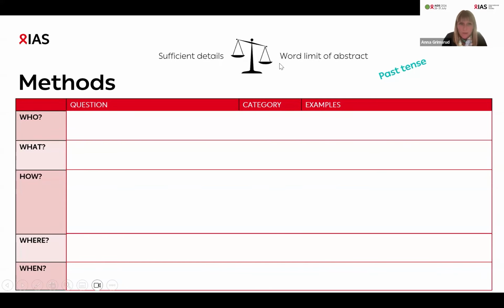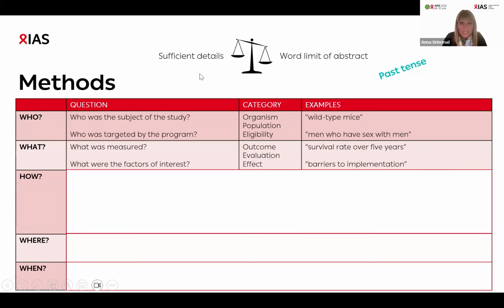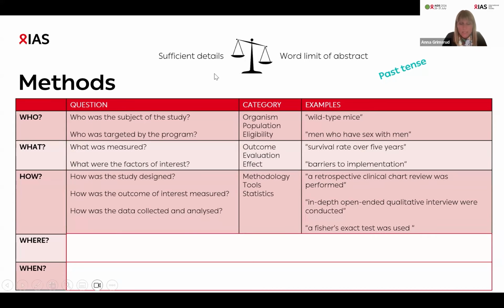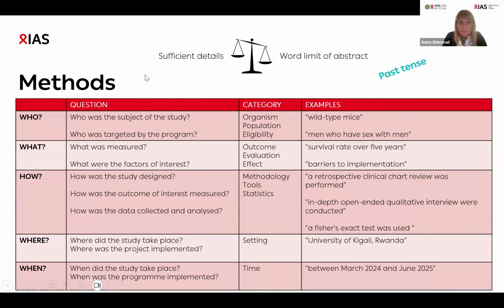You are having more W words, okay? So just like we spoke about with the title, you're going to go into some detail in your methods section. So you're going to talk about who was included in your study. Then you're going to talk about what you did or what you observed, what was measured, how you went about doing that, where the study took place, and when, which is obviously the time.